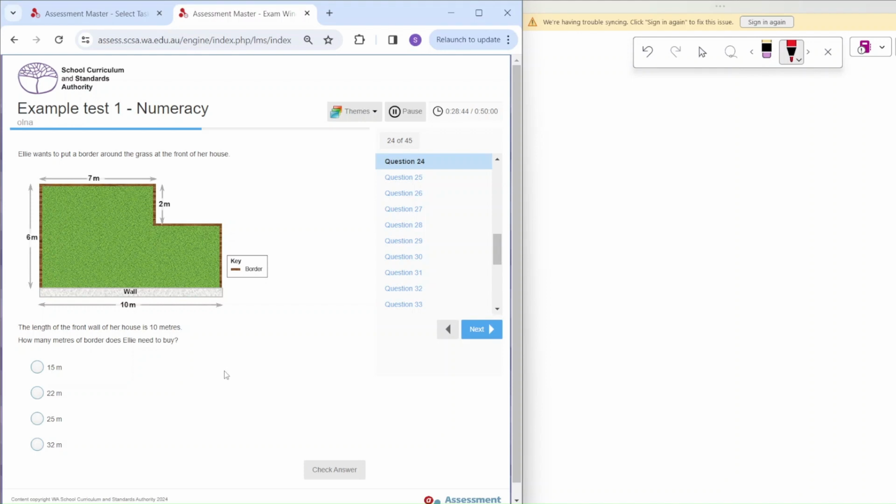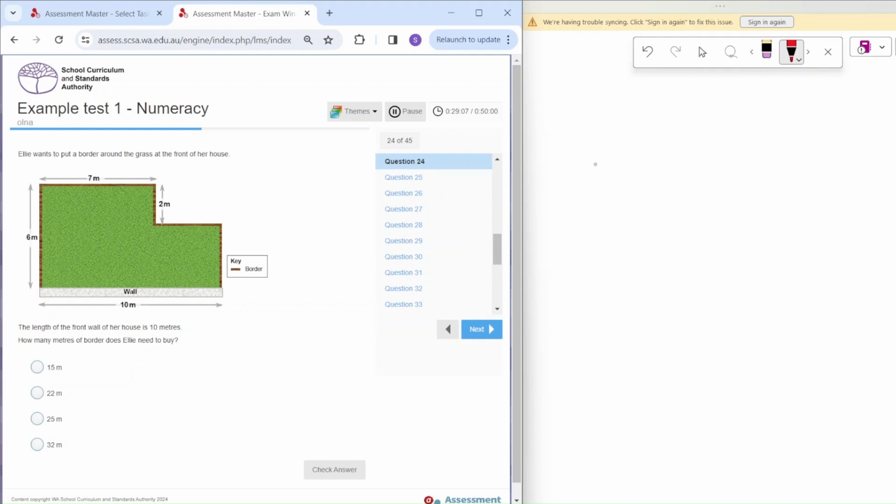So effectively, what we've been asked is for the perimeter of this shape, perimeter meaning the distance around the outside, but not including this side, because we don't want to buy border for the wall, because what's the point of putting the border in front of the wall? It doesn't make any sense. So let's find the perimeter. We don't have all these sides, so we can use a strategy to find that out.